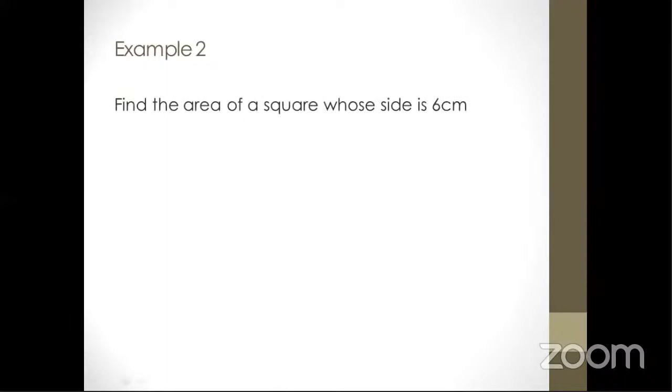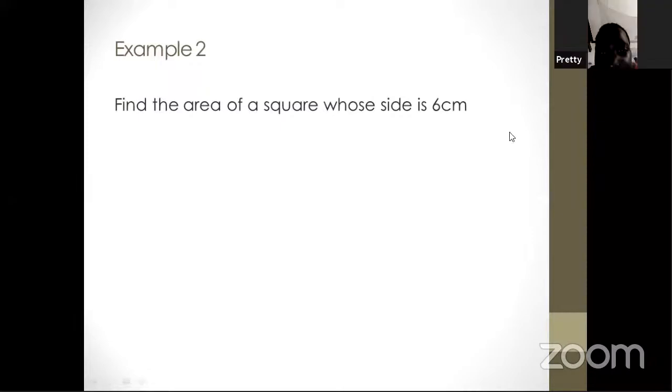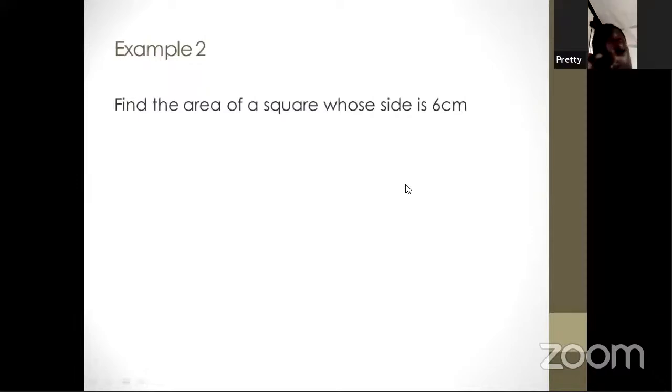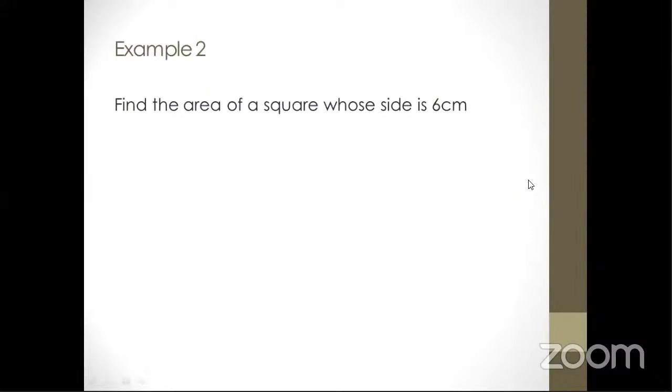Can you read it, Kelly? Find the area of a square whose side is 6 centimeters. Very good. Now let me ask Tina Abigail, what's the difference between a square and a rectangle? A square has all sides equal, while a rectangle has 2 opposite sides equal. You can talk of 2 opposite sides equal. Are you getting that?